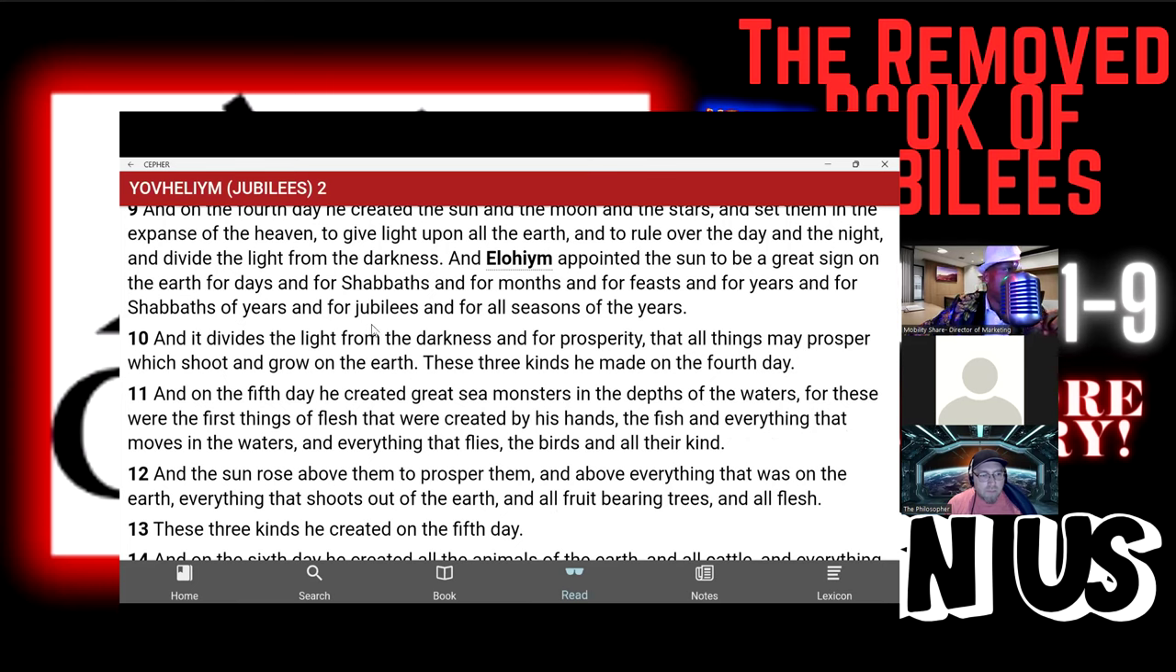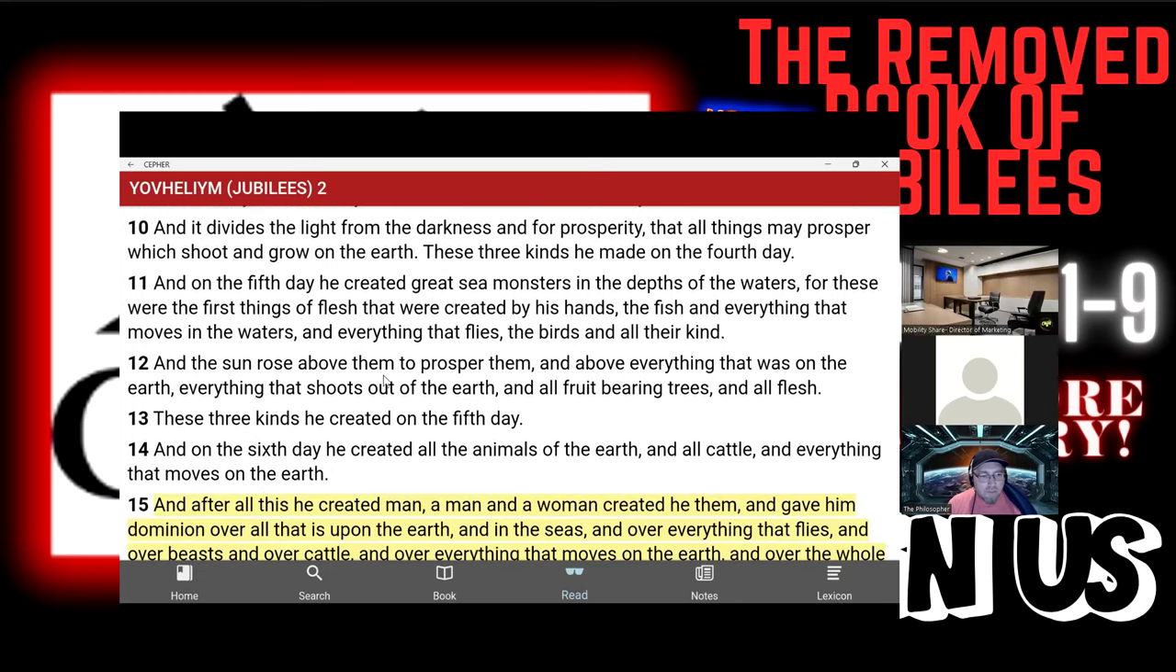And on the fifth day, he created great sea monsters in the depths of the waters, for they were the first things of flesh that were created by his hands. The fish and everything that moves in the waters and everything that flies, the birds and all their kind. And the sun rose above them to prosper them and above everything that was on the earth, everything that shoots out of the earth and all fruit bearing trees and all flesh. These three kinds he created on the fifth day.